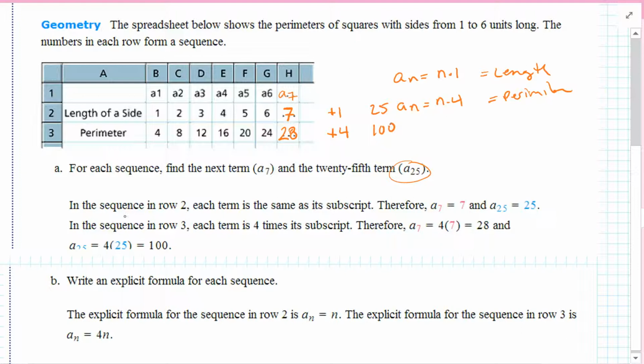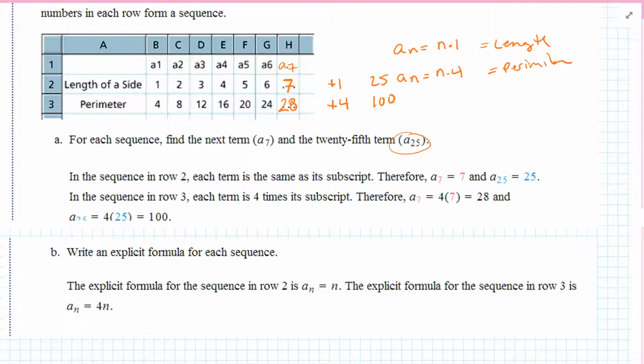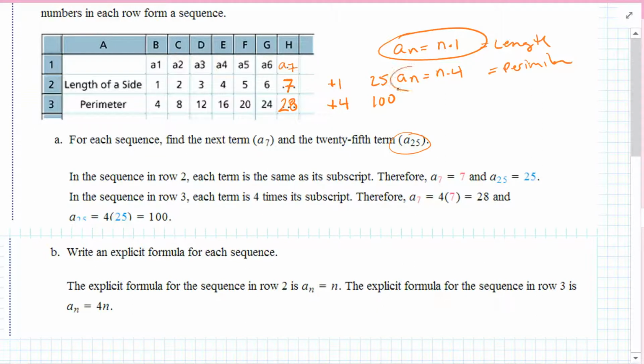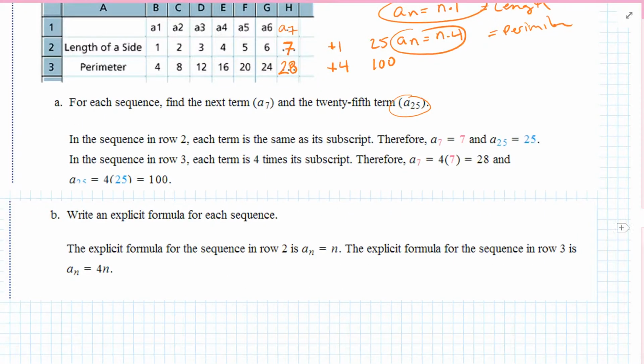So it says in the sequence in row 2, each term is the same as the subscript. Therefore, a of 7 equals 7 and a of 25 equals 25. In the sequence in row 3, the term is 4 times its subscript. Therefore, a7 equals 4 times 7, which would be 28, and a of 25 would be 4 times 25, which equals 100. So write an explicit formula for each. The explicit formula for row 2 would be a_n equals n, and the explicit formula for the sequence in row 3 would be a_n equals 4n. So you can see the benefit of knowing that.